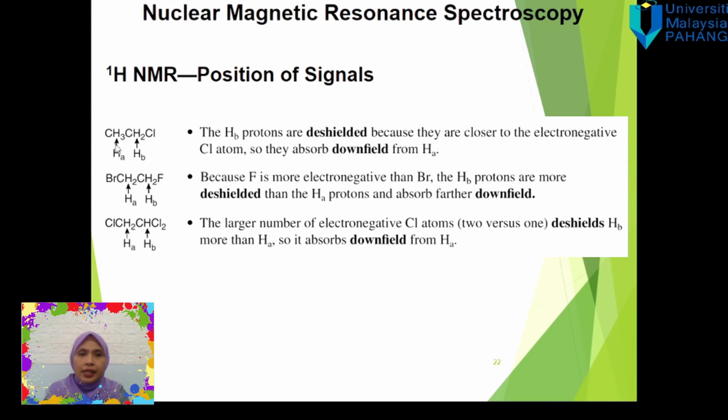If we look, this is one environment, this is the next environment. There are two different environments. This one is labeled HA, this one is HB. HA is all saturated and HB is near the electronegative atom. Which of these H will fall in the downfield and which in the upfield? This one is attached to the electronegative atom, so this proton becomes deshielded and falls in the downfield. This one is upfield.